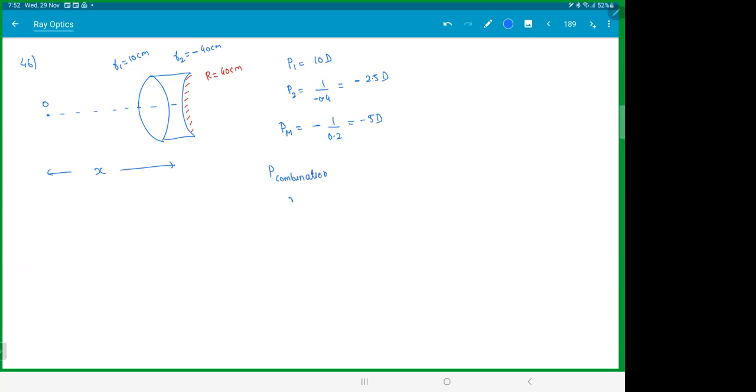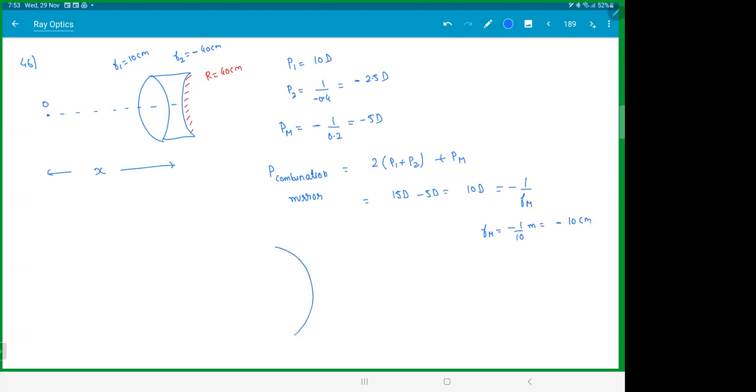which acts like a mirror. So if there's one single mirror, the whole thing becomes a mirror. 2 times P1 plus P2 plus Pm. That would be 2 times (10 minus 2.5), which is 15 diopters, and this guy is minus 5 diopters. So this is 10 diopters. Since the whole thing is a mirror, this is minus 1 by FM. So FM will be minus 1 by 10 meters. So this is minus 10 centimeters.